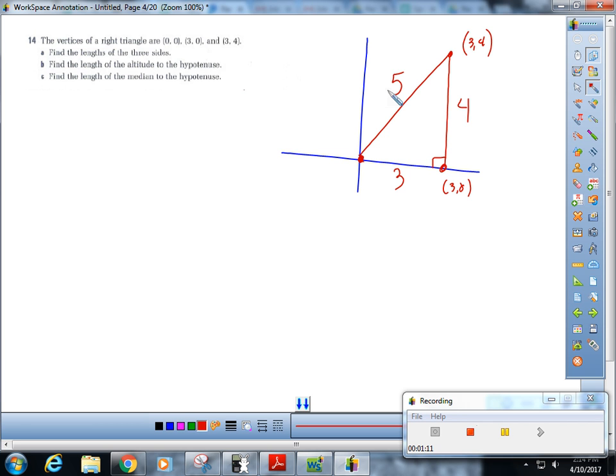Part A is done. Part B. Find the altitude. 4. But that's only what you would say if you don't read all the words, which is what I'm bad at. It says find the altitude to the hypotenuse. Okay? It's not that hard, but that's okay.